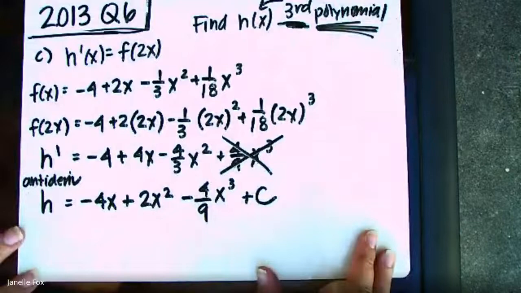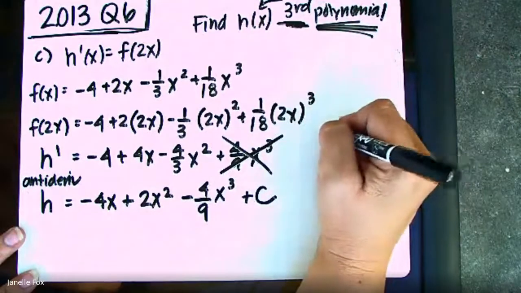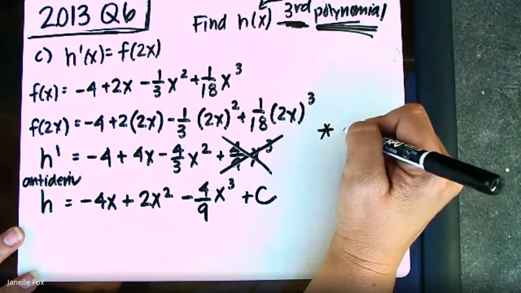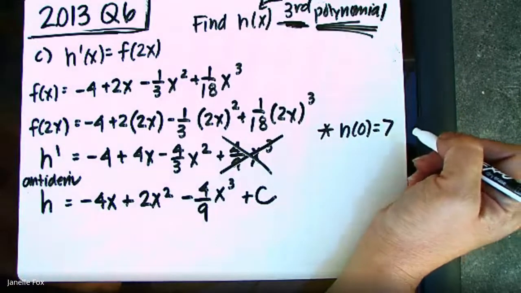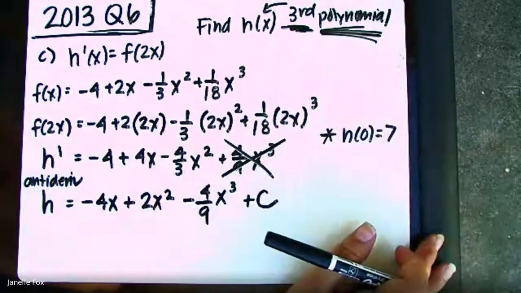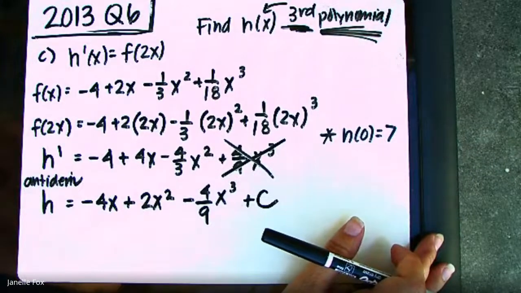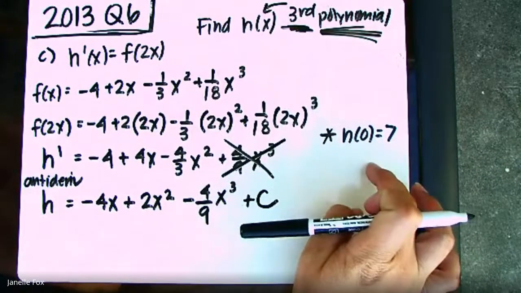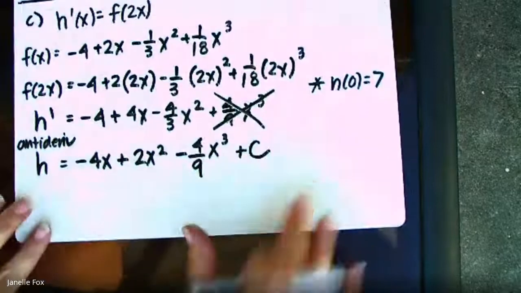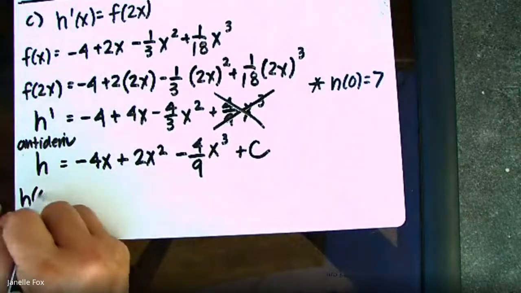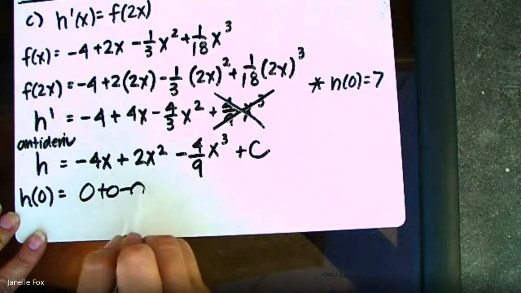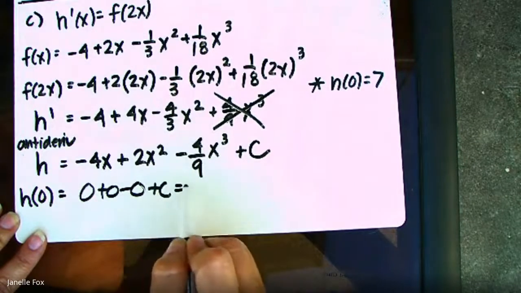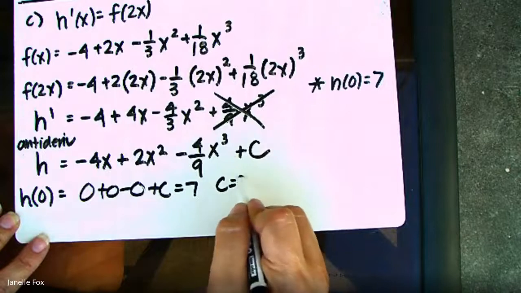You will notice in the rest of part C of the question, there was this part that says h of 0 is equal to 7. Ladies and gentlemen, a fun fact about these AP questions, they never give you anything that you're not supposed to use. So because they told us this, we got to use it, and so now we're going to figure this out. So I'm going to go ahead and do h of 0, which means every time I see the x, I'm going to get a 0, so it's 0 plus 0 minus 0 plus c, and that's supposed to equal 7. So c is equal to 7.